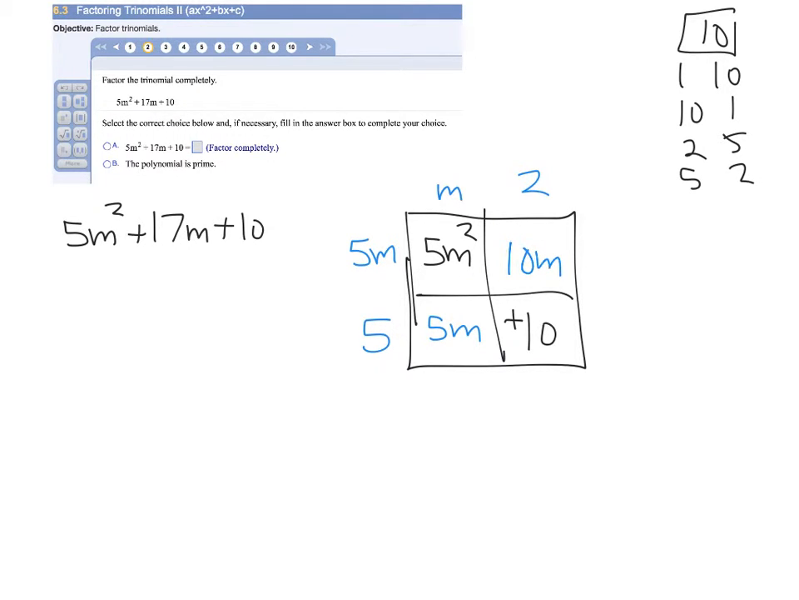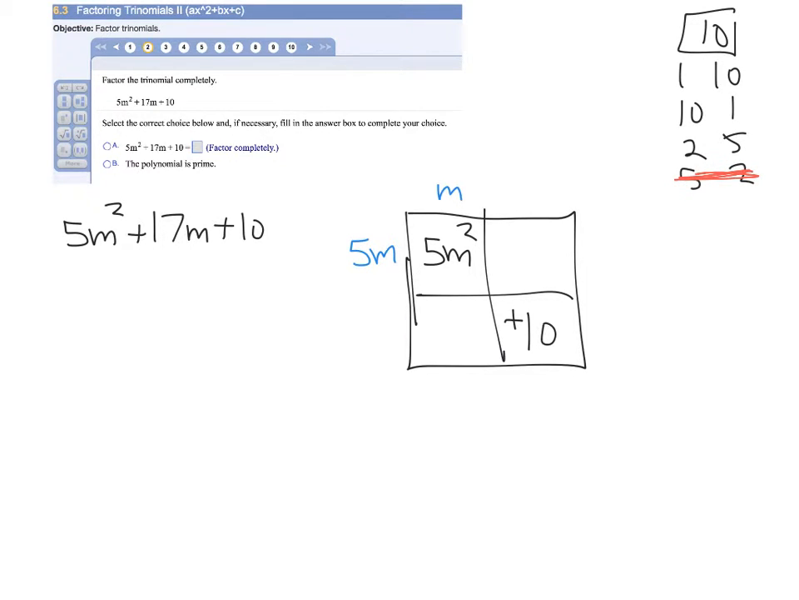And we can see that there's no... the 5m squared we know is going to work. The 10 is going to work. So it's really just these middle terms to see if we're going to get 17. And there's no way that we can get 17. So that tells us that the 5 and 2 is wrong. All right, so that means we can get rid of the 5 and the 2.